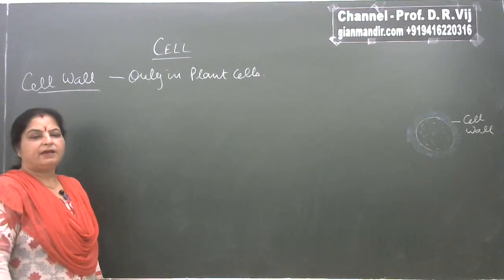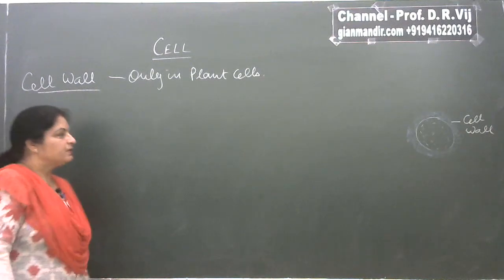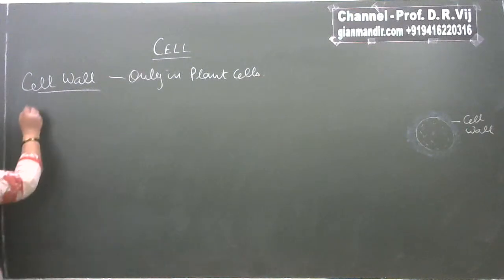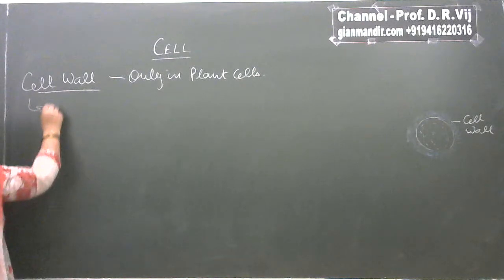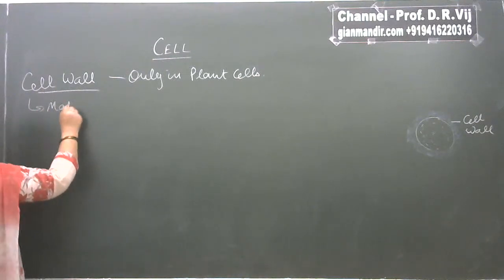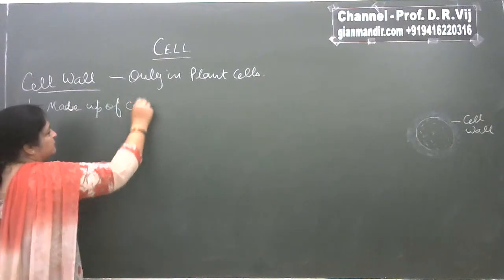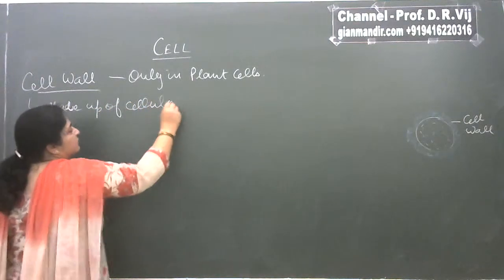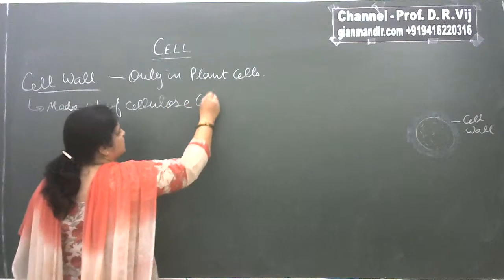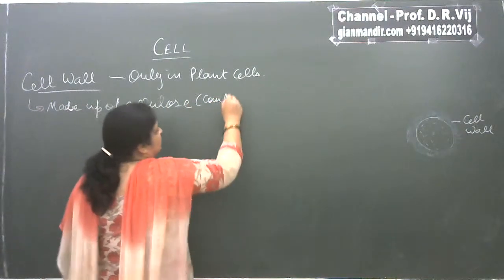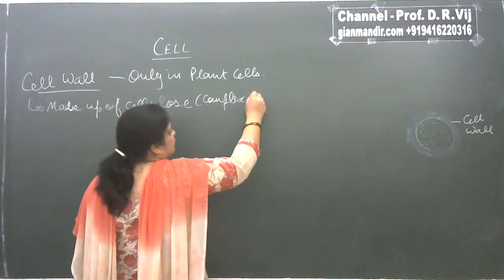So as you have already seen, the cell membrane or plasma membrane is made up of lipids and proteins that are combinedly known as lipoproteins. But the cell wall is made up of cellulose, which is a complex carbohydrate.